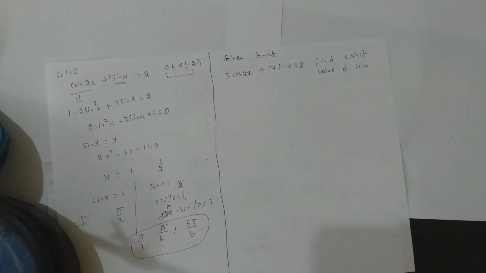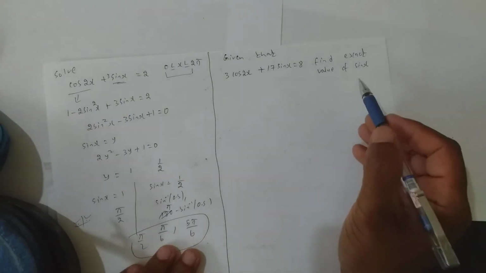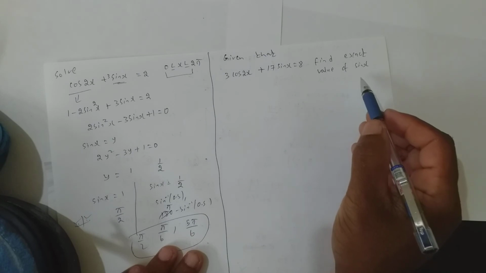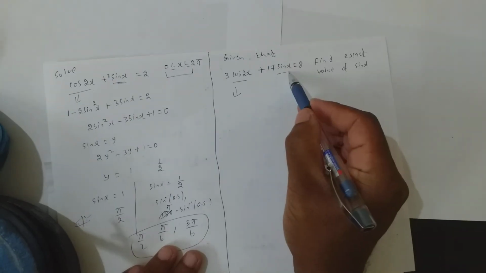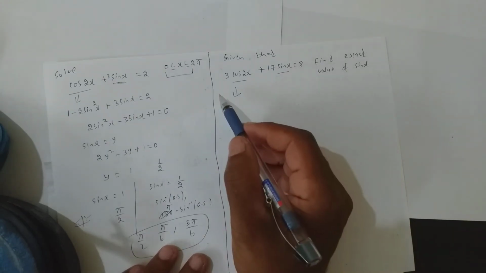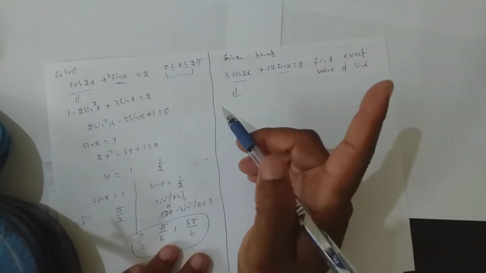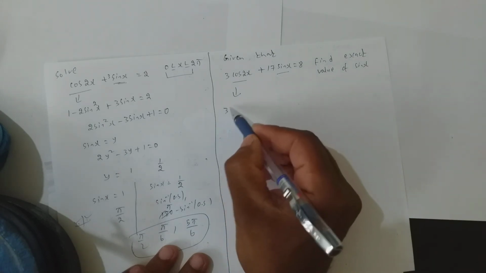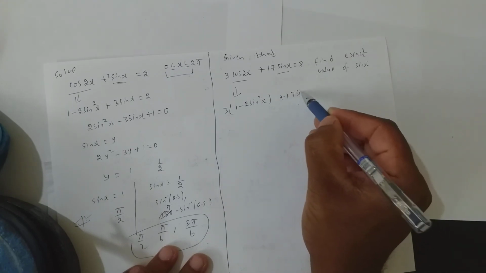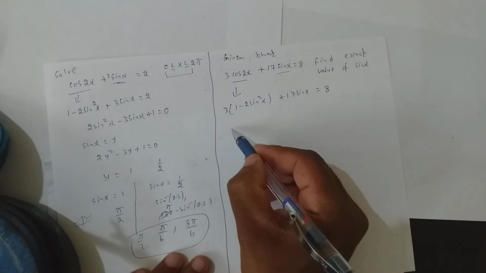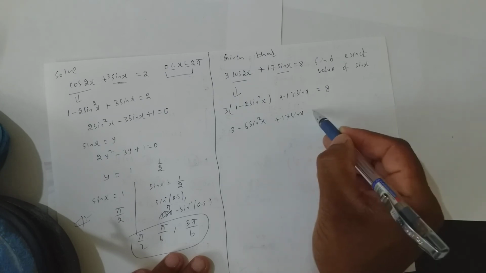Now look at this sum. Given that 3 cos 2x plus 17 sin x equal to 8, find the exact value of sin x. Again for cos 2x I have got 3 formulas. On the other side I have got sine. So if I use cos 2x in terms of sine, only then will this entire equation be left with only one trigonometric ratio, that is sine. So it becomes 3 into 1 minus 2 sine square x plus 17 sine x equal to 8. So multiply: 3 minus 6 sine square x plus 17 sine x equal to 8.